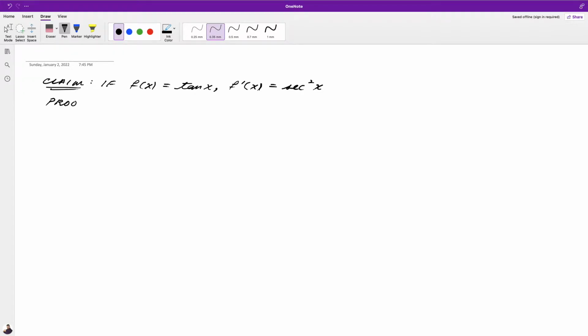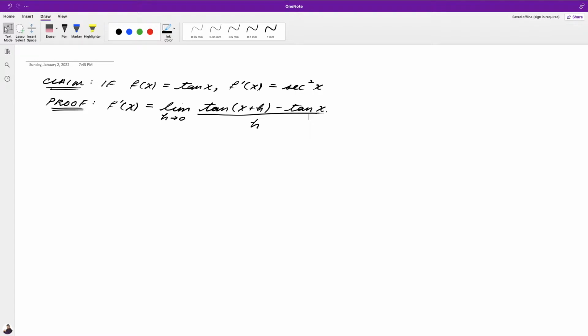And using, of course, the definition of the derivative as a limit. That's the way we do it around here. Okay, so f prime of x is, of course, by definition equal to the limit as h trends to 0 of tangent of x plus h, minus the tangent of x, all over h.